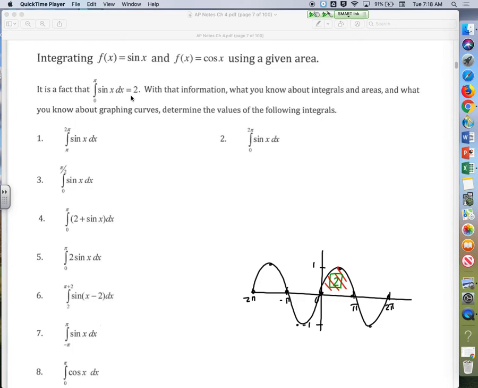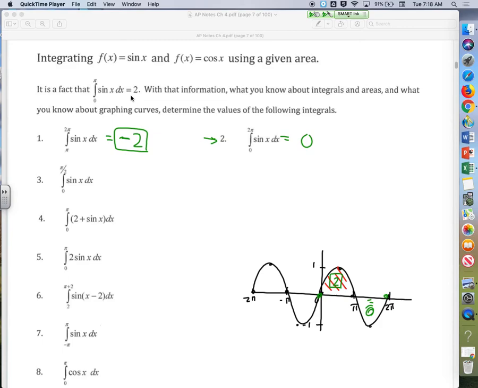And then they said find these other areas. Well, if I go from pi to 2 pi, now they're looking at this piece down in here. You can figure out that area. If this first part's positive 2, this one's going to be negative 2. It's below the x-axis. For number 2, which is over here, they said go from 0 to 2 pi. So from 0 to 2 pi, you have a positive 2 and a negative 2.